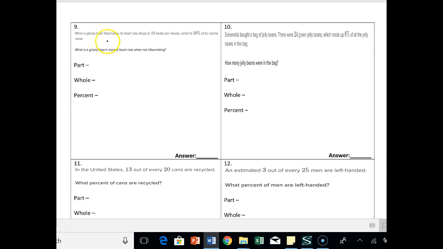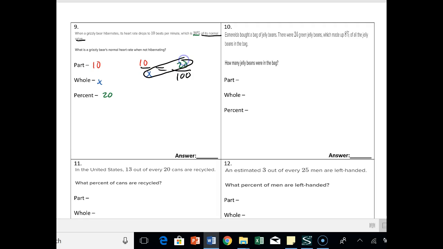Number 9 says, when a grizzly bear hibernates, his heart rate drops to 10 beats per minute, which is 20% of the normal value. So of its normal value, notice they don't give you the of its normal value. So we're missing our whole. But we know our part, it's 10 beats per minute, and we know our percentage, right? It's 20%. So it's 10 over x is equal to 20 over 100.